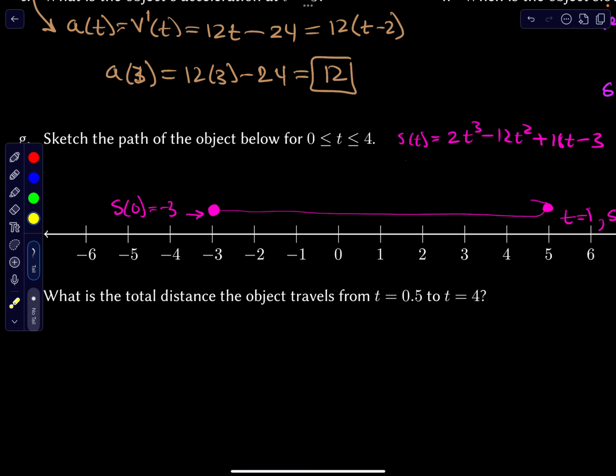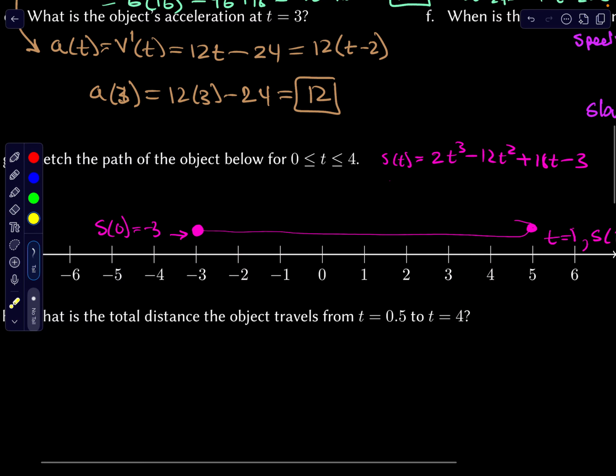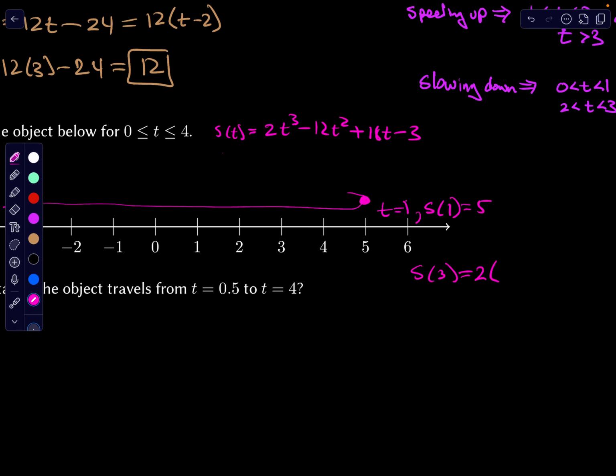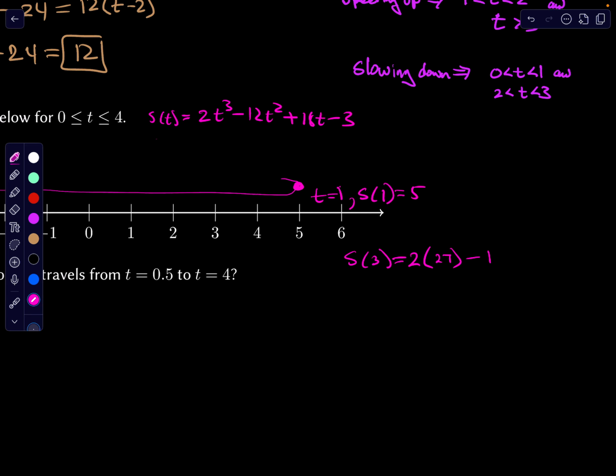But let's actually just do this. So we go from t equals 1 to t equals 3. At t equals 3, we will turn around again. So let's just figure out what s of 3 is. S of 3 is equal to 2 times 3 cubed, which is 27, minus 12 times 9, plus 18 times 3 minus 3.